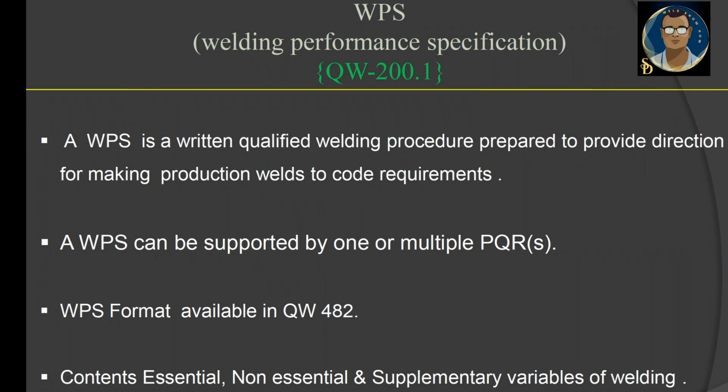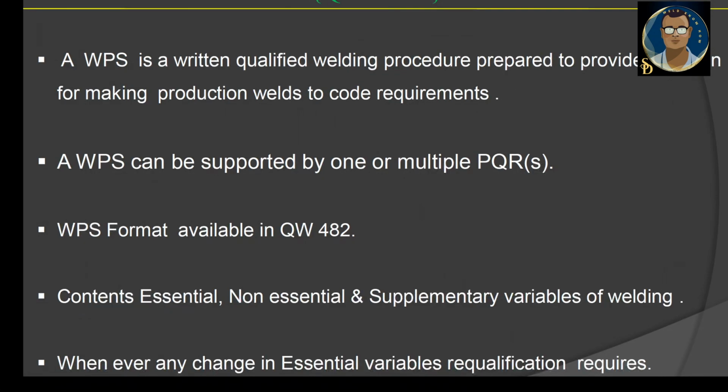A WPS is a written and qualified welding procedure prepared to provide direction for making production welds to code requirements. A WPS can be supported by one or multiple PQRs. WPS format is also available in ASME Section 9 in QW 482. It contains the essential, non-essential and supplementary essential variables for welding. Whenever there is any change in essential variables, it has to be requalified through ASME Section 9 again.